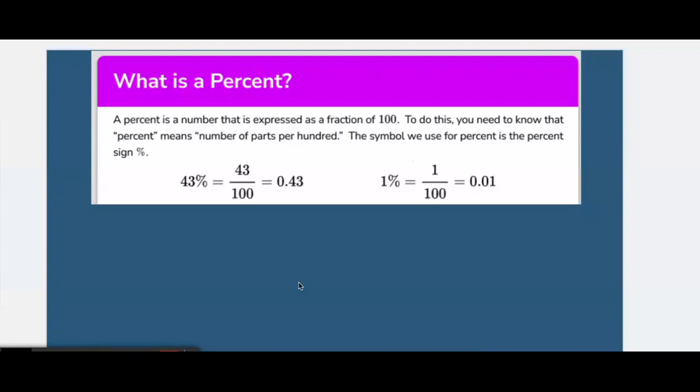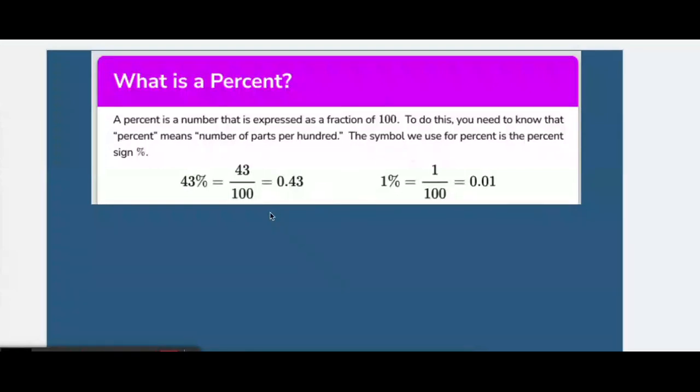Hello, everyone. So, today our topic is percentage. And what is a percentage? Let's first learn what is meant by percent. A percent is a number that is expressed as a fraction of 100. To do this, we need to know that percent means number of parts per 100.